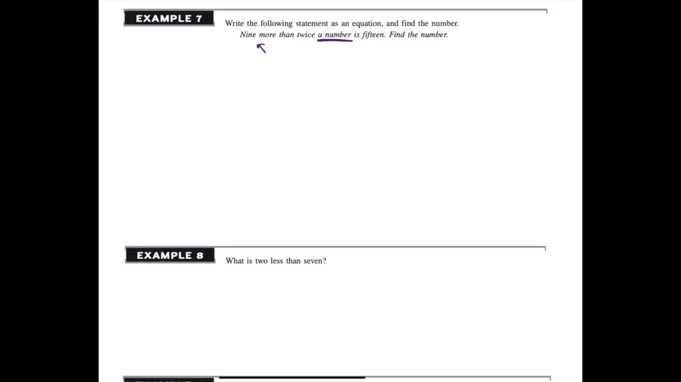The unknown is typically going to be our variable, x. So twice a number, twice this number, well, that would just be 2 times this number, twice some number.